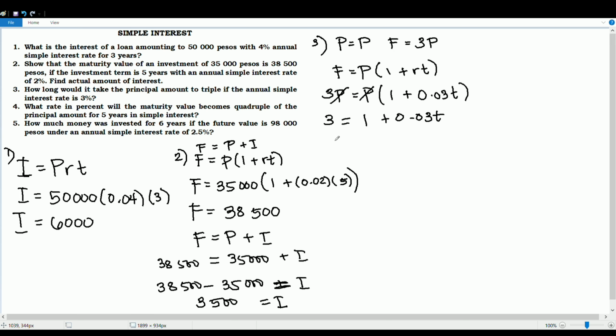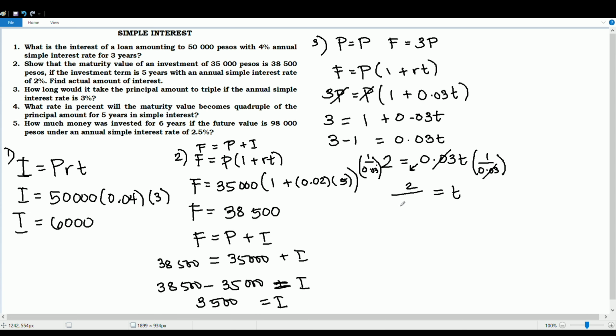And then we have to add negative 1 to both sides of the equation. It will become 3 minus 1 equals 0.03t. So we have 2 is equal to 0.03t. And then we have to multiply both sides of the equation by 1 over 0.03, or we can cross multiply the numerical coefficient of t downward, or I should say 1 over 0.03, to both sides of the equation. So this will be cancelled out. 1 times t here is the same as t. And then we have on the left side of the equation 2 over 0.03.